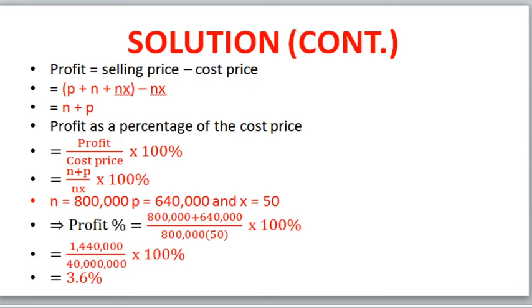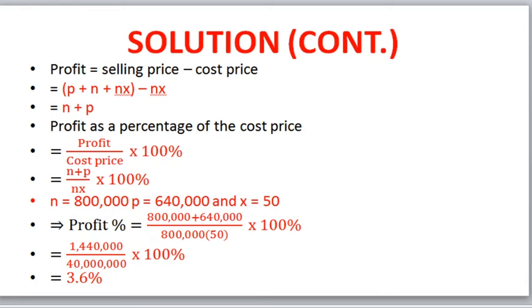So what is our profit? We already know our profit to be N plus P. Why is it N plus P? Selling price minus cost price, and we have done it from the top, where we have N plus P as our profit, over the cost price. What is our cost price? Our cost price is NS. We already know it from the beginning of the question that our cost price is NS, then times 100%. So they told us that N is 800,000, P is 640,000, and then S is 50.